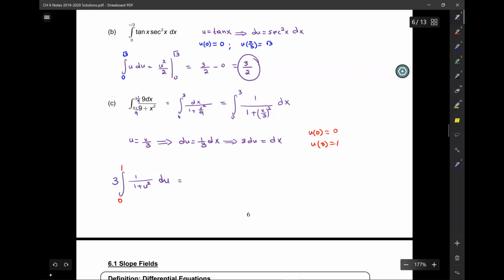Now, this is 3 inverse tangent of u from 0 to 1. So this is 3 times inverse tangent of 1 minus inverse tangent of 0. What's inverse tangent of 1? Pi over 4. What's inverse tangent of 0? 0. So that's what we have, 3 pi over 4.